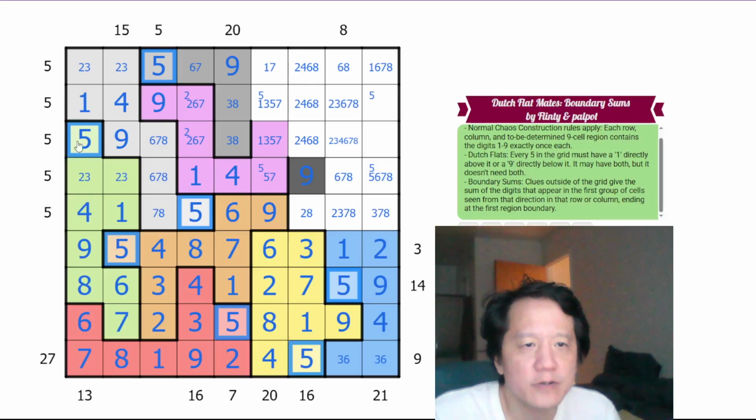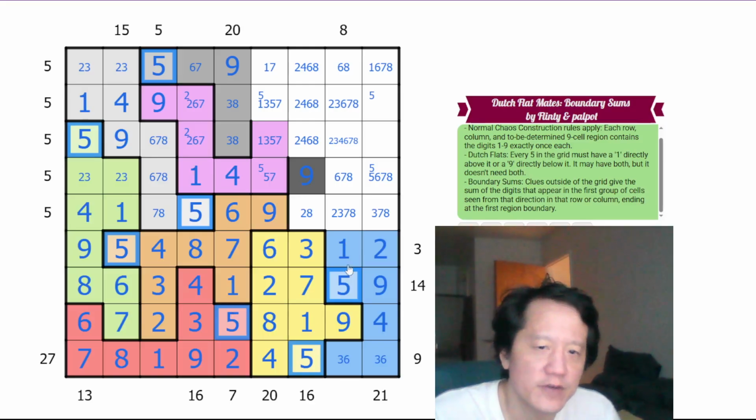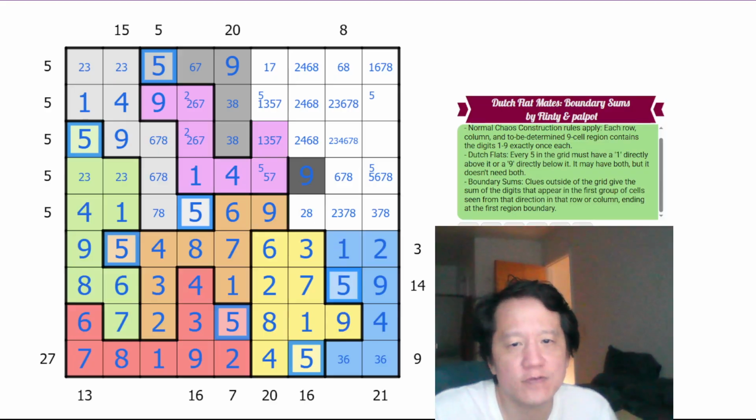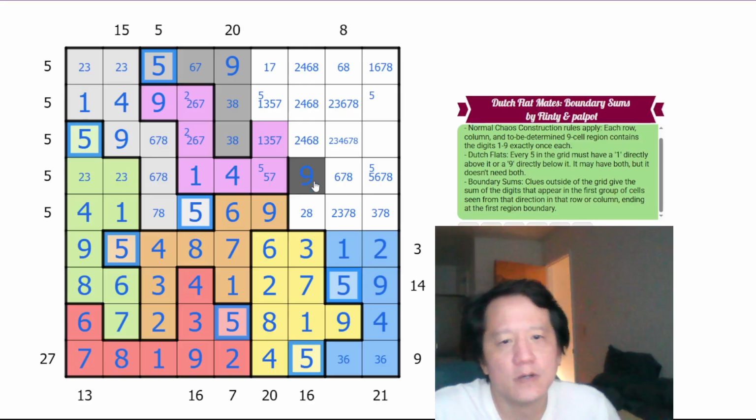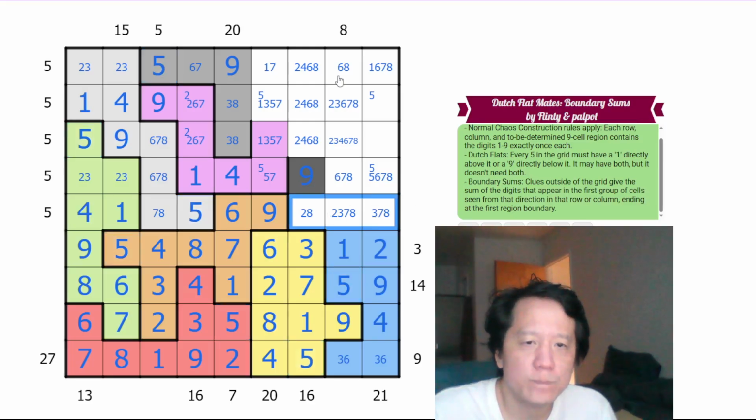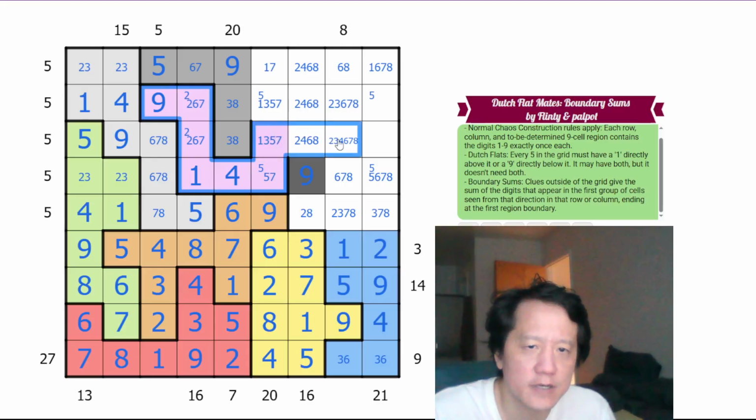5 has 9 below it, and 5 has 1 above it. This is either 2 digits or 1. Can this be pink? No. 1, 2, 3, 4, 5, 6, 7, 8, 9. So where can pink get to? 4, 5, 6, 7. We can go 1, 2, 1, 2, 1.